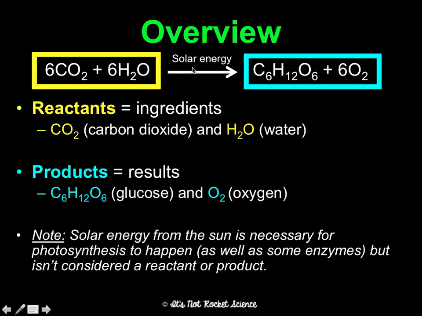Now, solar energy over the arrow. What the heck is that? Solar energy from the sun is necessary for photosynthesis to happen, as well as some enzymes that help the process. But it isn't considered an ingredient, meaning a reactant, or a product. So that's why we write it over the arrow. So you can write sun or solar energy over your arrow, but we don't put it on either side. But we do want it over the arrow because it is critical for this process to happen.